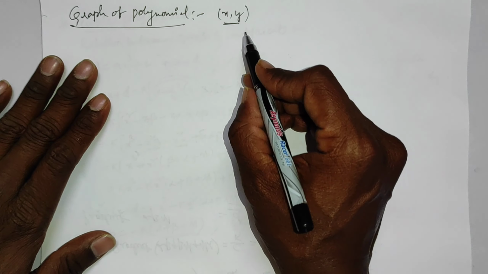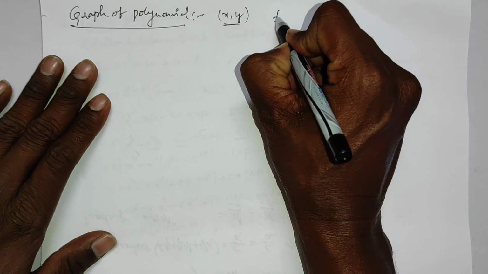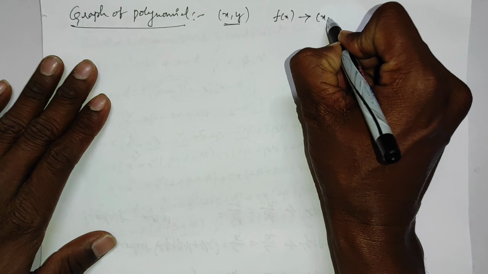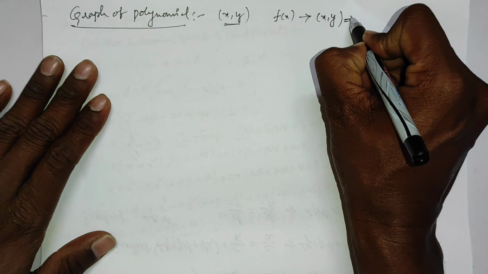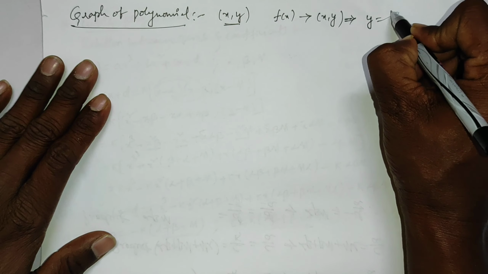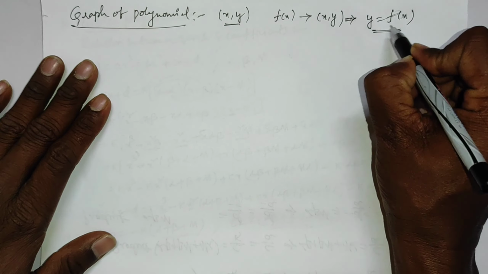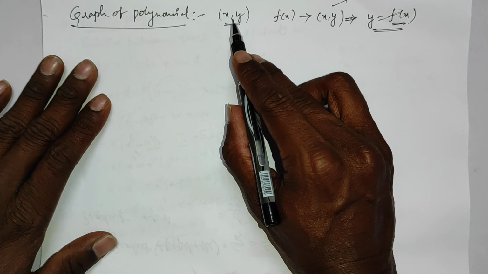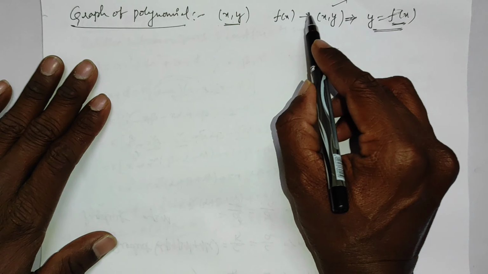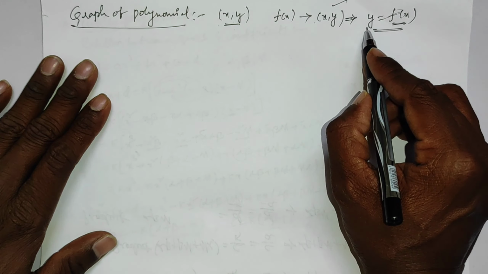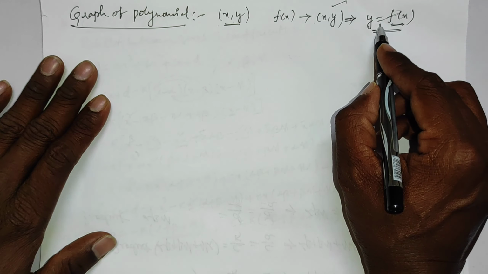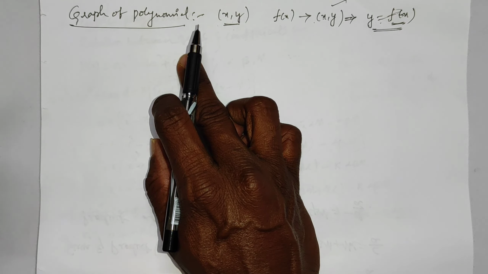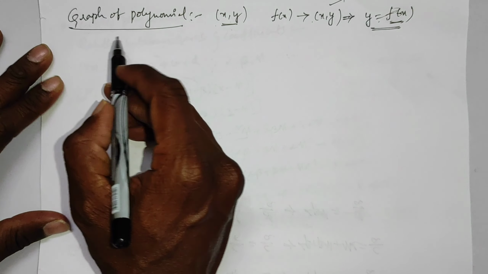We will draw the graph. Suppose the polynomial is f of x or p of x, where I am taking all the points of x and y. Then we will locate where y equals f of x. So with the coordinates of x and y, if you take the polynomial f of x, we take the graph as y equals f of x. To draw the graph of a polynomial, we have 3 different types.